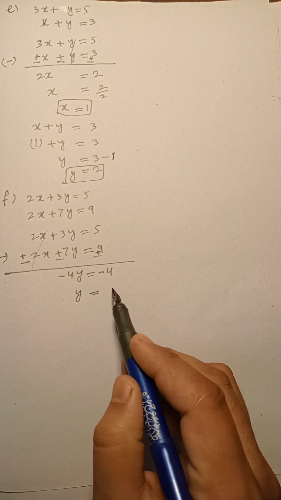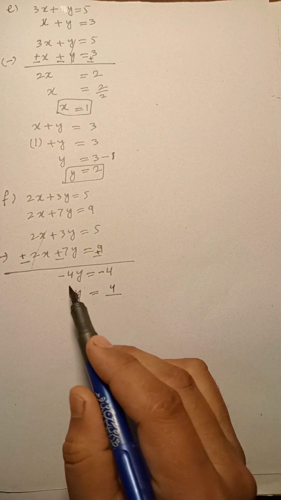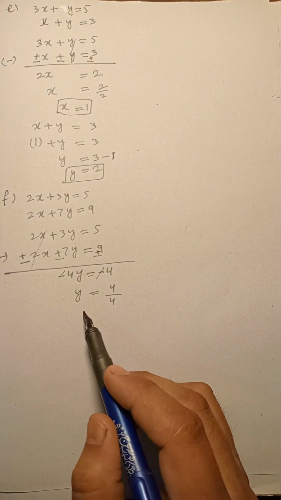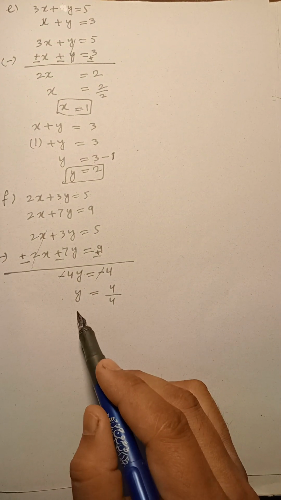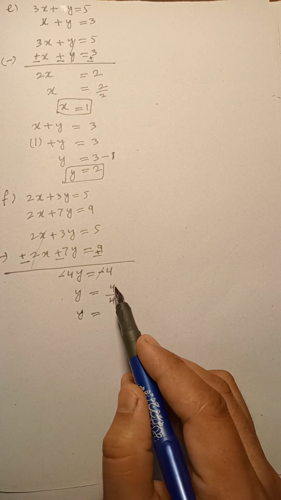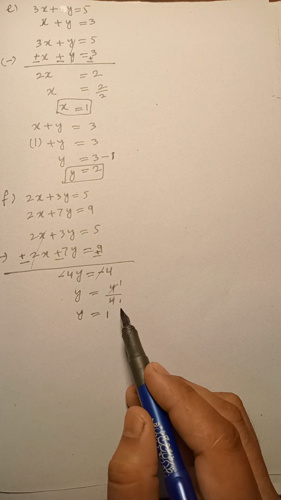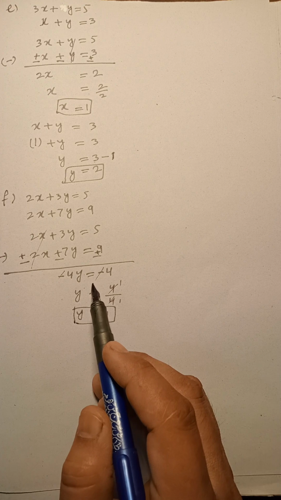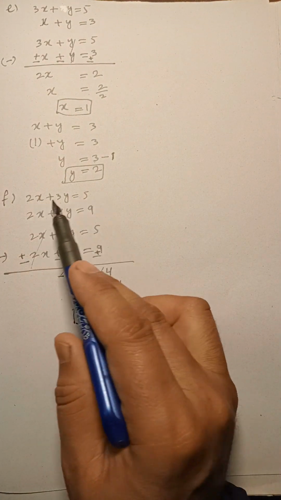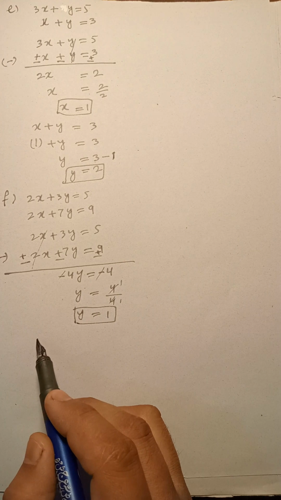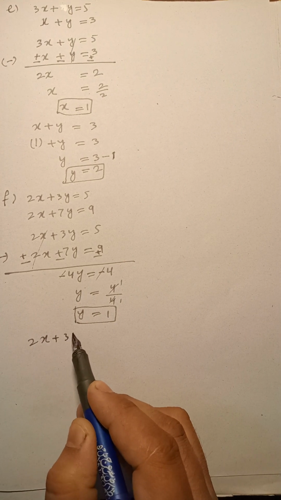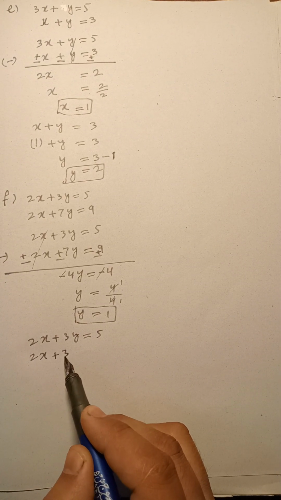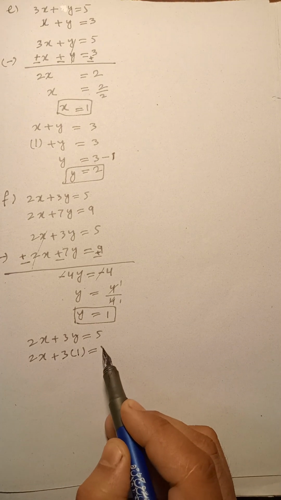Now divide this 4 by this 4 and cancel out these two signs. So y is equal to 1, 4 1s are 4, write here 1. This is the answer of y, and you have to find the answer of x. Now you can take any equation from here. I am taking the first equation, 2x plus 3y is equal to 5, write y, that is 1, is equal to 5.